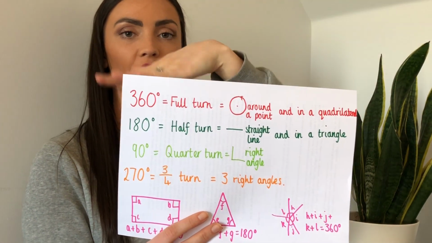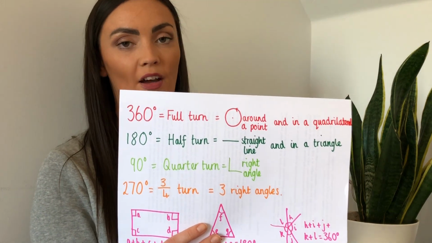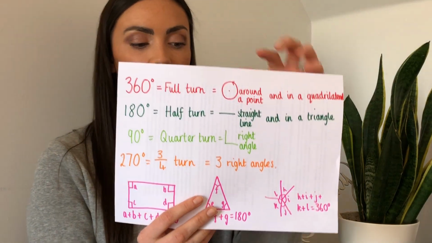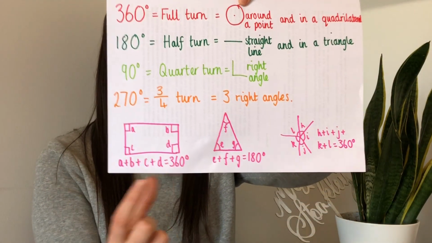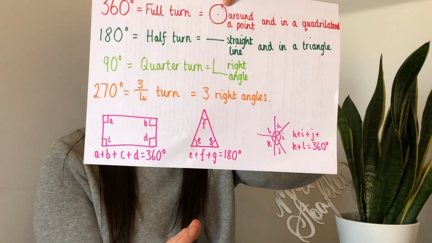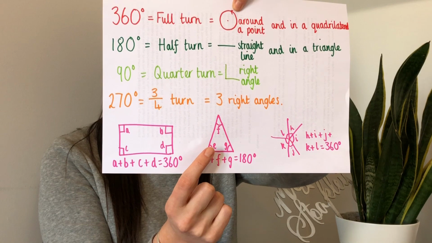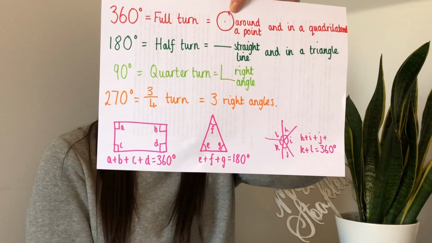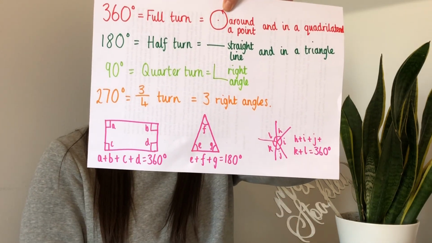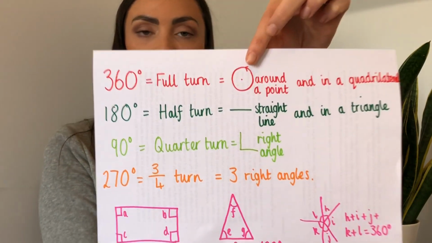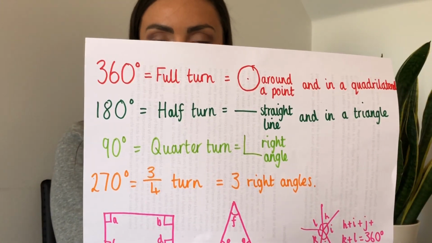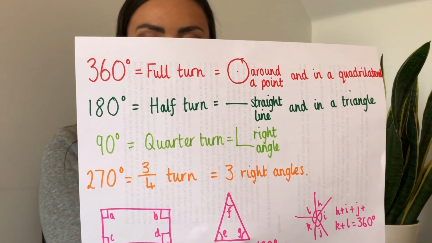So you've gone 3 quarters of the way around. That would be 270 degrees, made up of 3 right angles. And then I've just got some diagrams down the bottom that show that the angles in a quadrilateral add up to 360 degrees, the angles in a triangle add up to 180 degrees, and the angles around a point add up to 360 degrees. So just take a look at these types of angles and see if it's bringing back any memories.